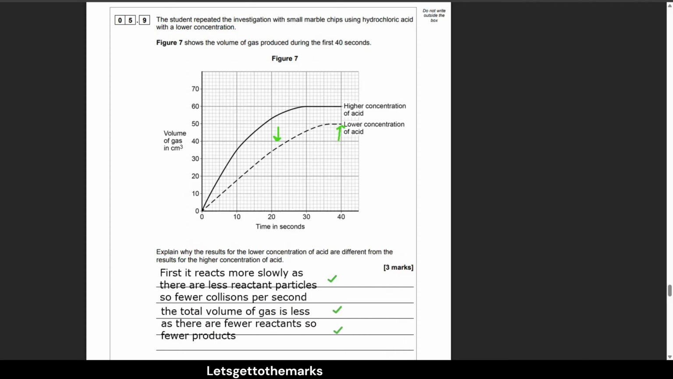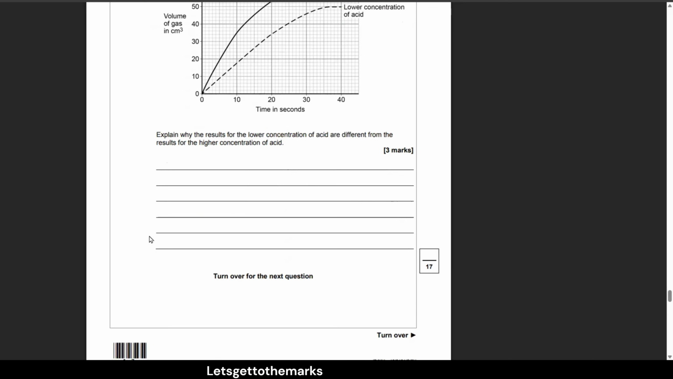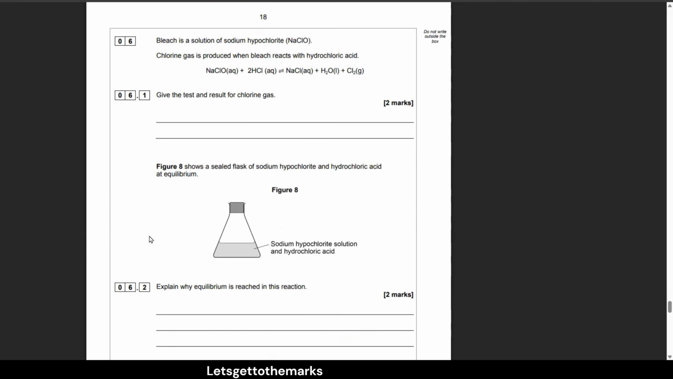Right, let's go. We're on the last question. Bleach is a solution of sodium hypochlorite, NaClO. Chlorine gas is produced when bleach reacts with hydrochloric acid. There's NaClO plus 2 HCl goes to NaCl plus H2O plus Cl2, and you've got the state symbols aqueous, aqueous, aqueous, liquid, gas.